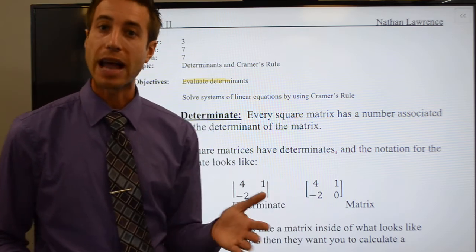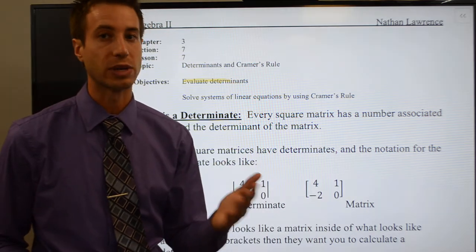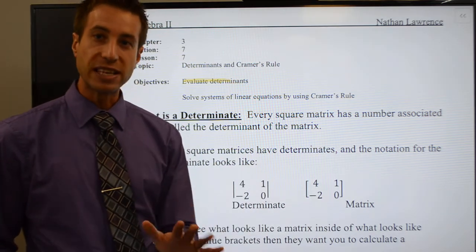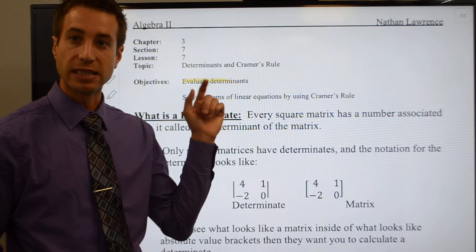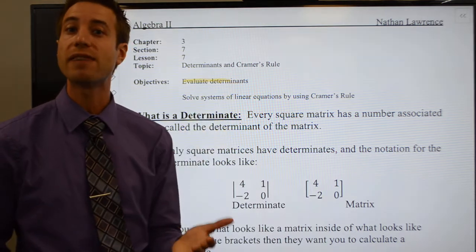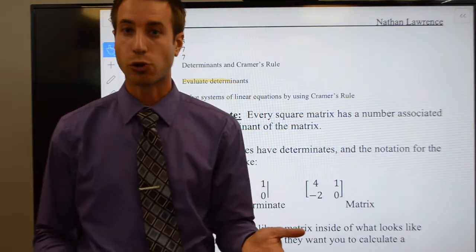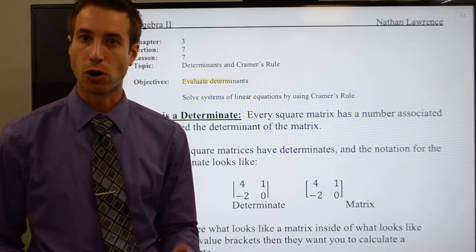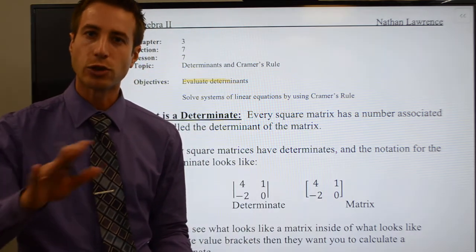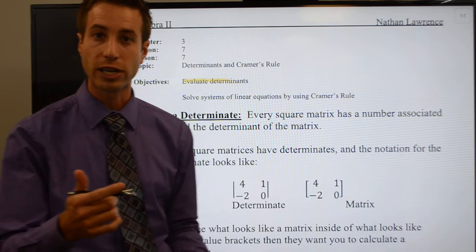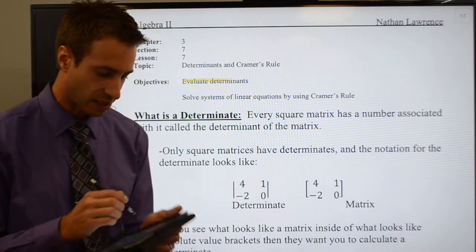And that's what we are now going to get to here in Chapter 3, Section 7. This section is going to be all about using the determinants of a matrix, and something known as Cramer's rule, to help us solve these systems of equations. So let's go ahead and get you a couple of objectives or learning targets. We'll jump right into how this stuff works.